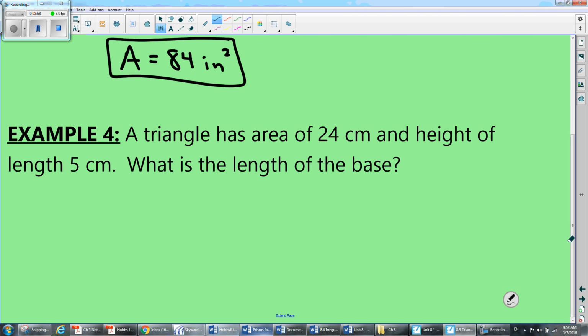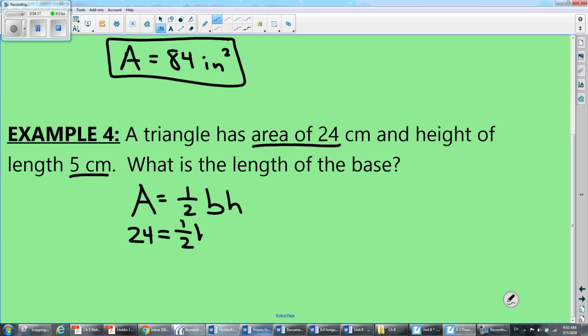For example 4, a triangle has an area of 24 centimeters and a height of length 5. This time we have to work backwards to find the length of the base. So plug in what we know. The area is 24. Substitute that in for A. The height has length 5. We have to solve this for B.